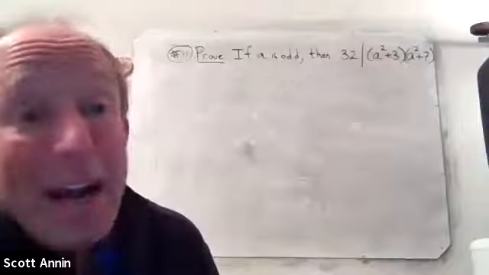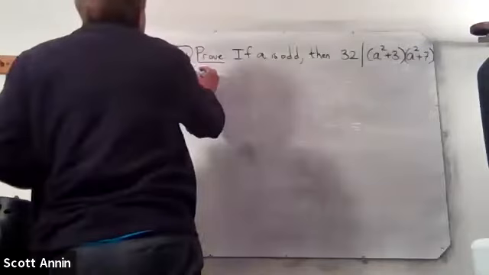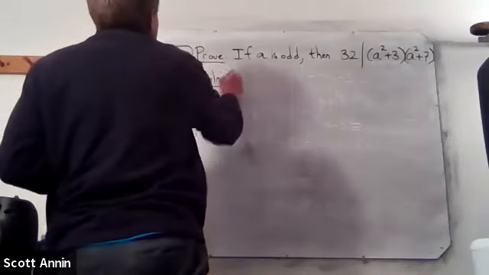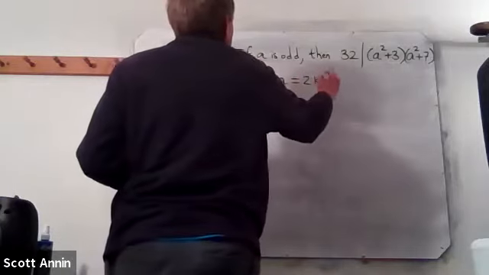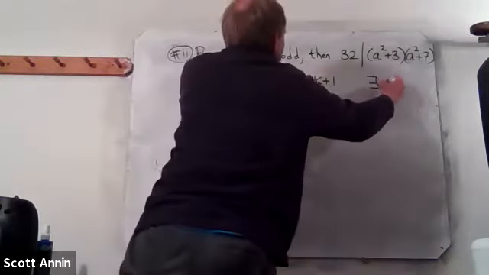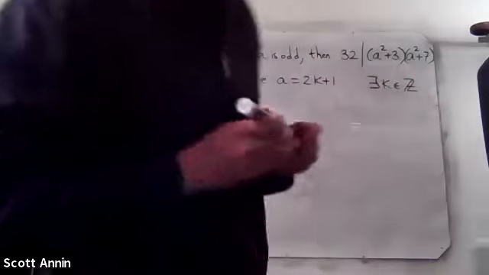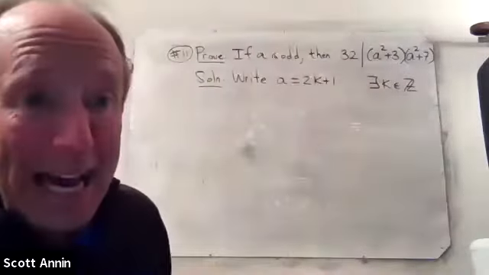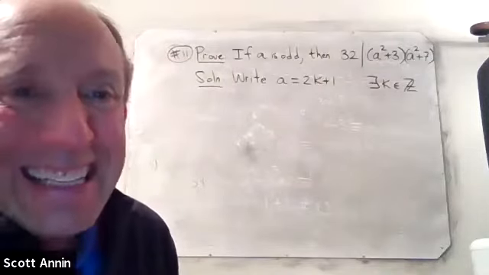Can we plug in for, I think it's 2k plus 1? Okay, great. Yeah, if it's an odd number, we can write it as 2k plus 1 for some integer, okay? So let's start that way. So for the solution, let's just write a equals 2k plus 1, for some integer k. We take an integer k, we're going to write a like that. And then what would you like me to do with that?